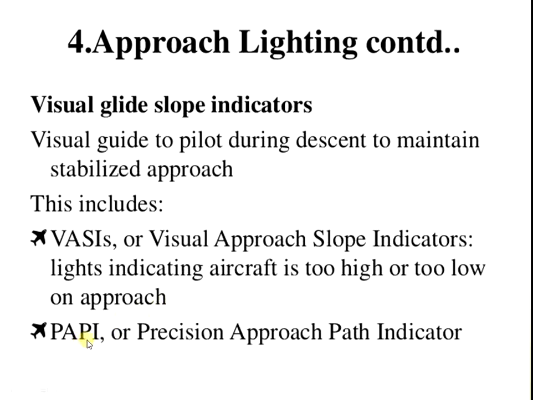Next, PAPI, or precision approach path indicator. The visual glide slope indicators include either VASI or PAPI. That is, VASI is nothing but the visual approach slope indicator, and PAPI is the precision approach path indicator. These lights indicate whether the aircraft is high or low on the approach to the runway end.